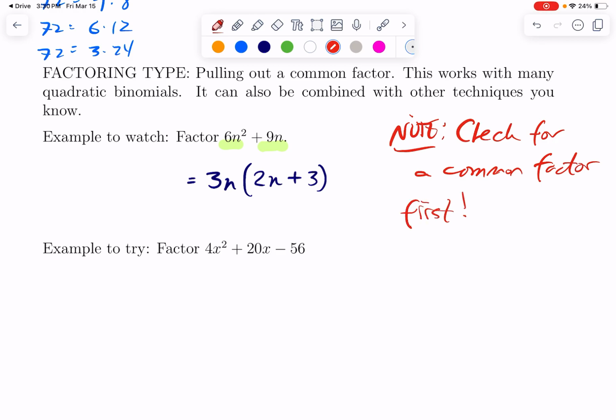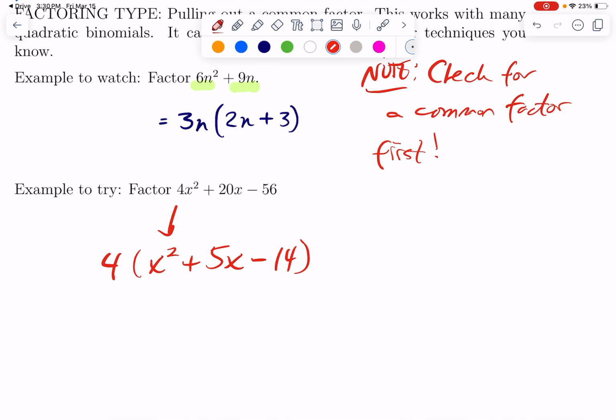So with that in mind, pause to try this next one. Hopefully we noticed that everything we're looking at is divisible by 4. So if we pull that out at the very beginning, it's easier because now we get to think about the factoring with smaller numbers. So I want to think of 2 numbers where when I add them together, I get positive 5. But when I multiply them together, I get negative 14. And hopefully you hit upon the combination of 7 and negative 2.